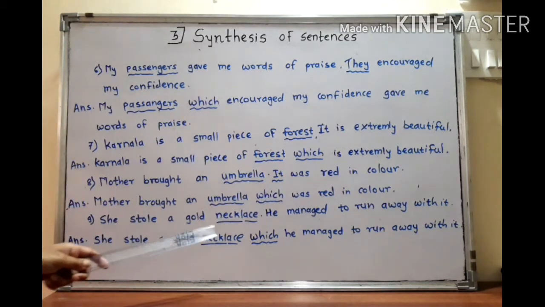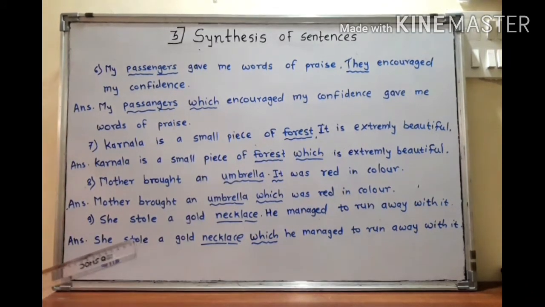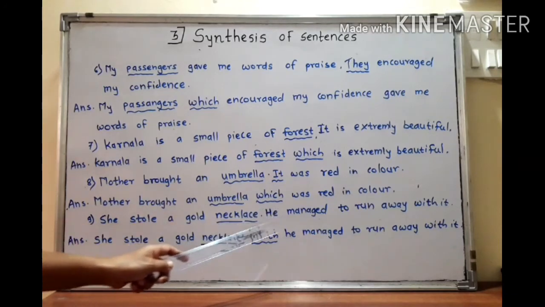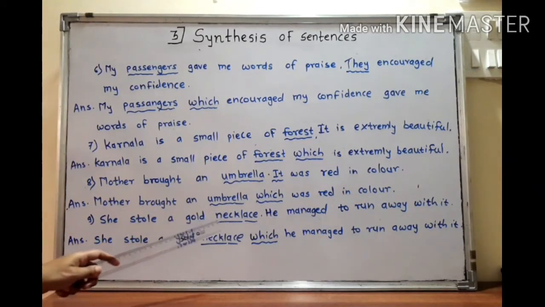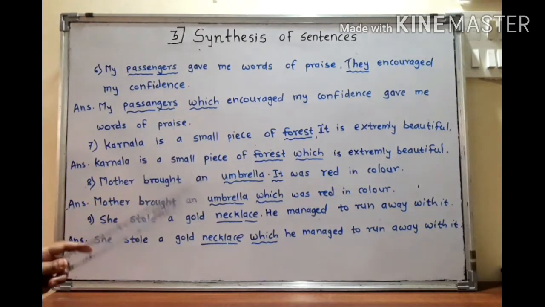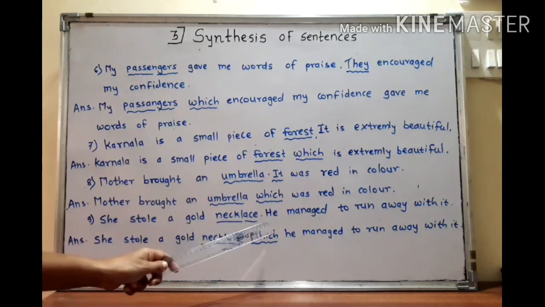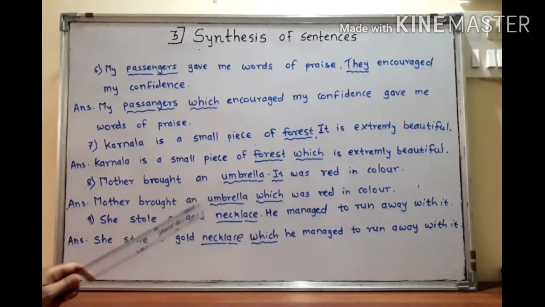She stole a gold necklace. He managed to run away with it. Now for necklace there is no pronoun, so no need to write the pronoun. Immediately after this noun, use which and write the sentence. She stole a gold necklace which she managed to run away with it.